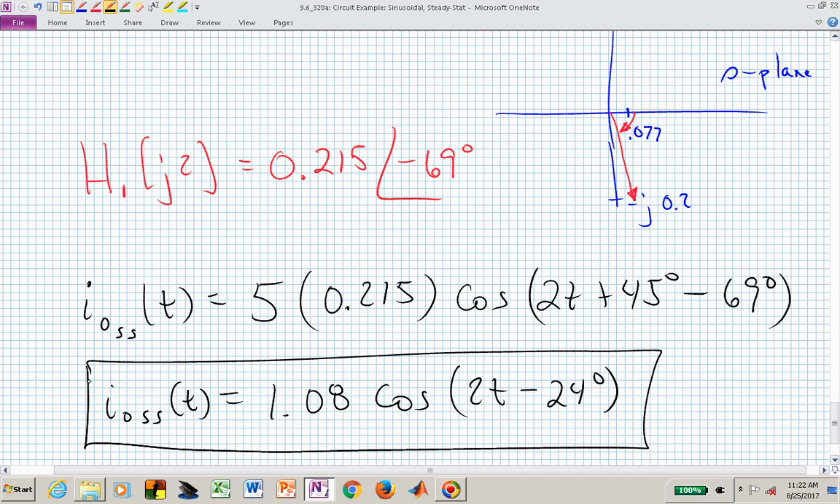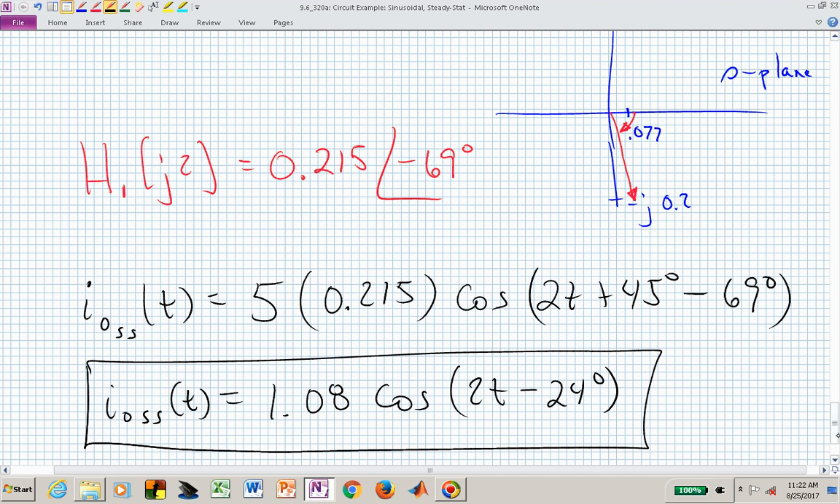We now have our answer on the back of an envelope in our job interview. We've figured out that we have a magnitude of about 1, so we've dropped it by a factor of 0.2, or we're at 20% of where we started with our amplitude, and our phase shift now is minus 24 degrees, so we're lagging behind the input sinusoid, which was a cosine waveform.